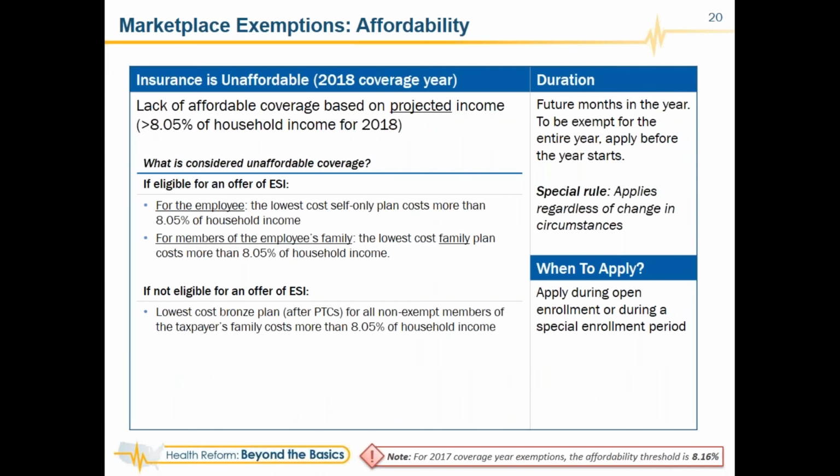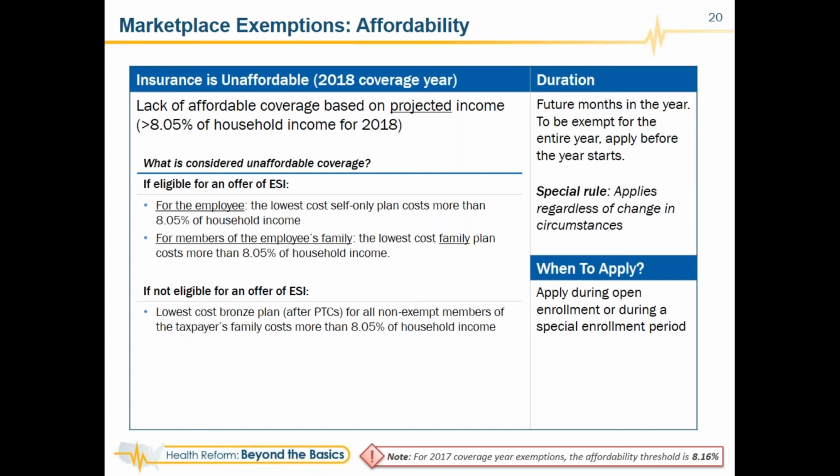So insurance is unaffordable if it costs more than 8.05% of household income. And that's the number, again, for 2018. For 2017, the affordability threshold is 8.16%. So how do we determine which kind of coverage to look at? If a person is eligible for employer-sponsored coverage, we're always going to look at the cost of that coverage. If the person is the employee, then we'll look at the lowest cost self-only plan and whether it costs more than 8.05% of household income. If the person is a member of the employee's family, then we'll look at the lowest cost family plan and how much that costs.